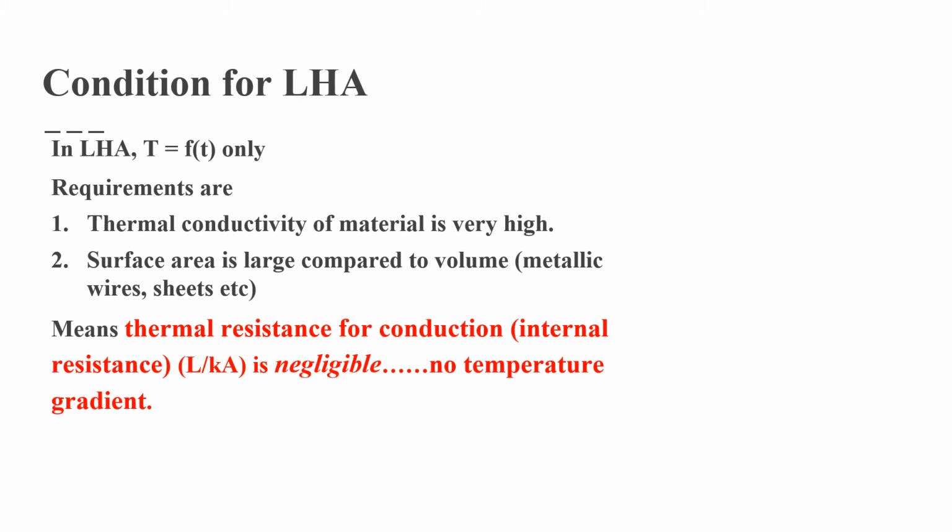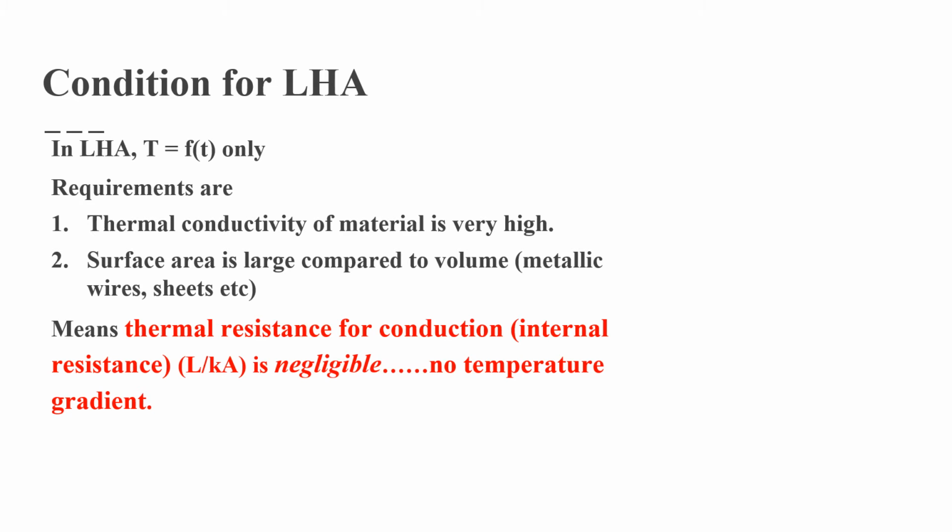It means thermal resistance for conduction is negligible. It's almost like there is no resistance offered for conduction. When there is no resistance offered, there is no temperature gradient, there is no temperature difference within the body. That's why you will get uniform temperature distribution. Therefore we can tell that the lumped heat analysis is a case where thermal resistance for conduction is negligible. That is what is explained in the first content.